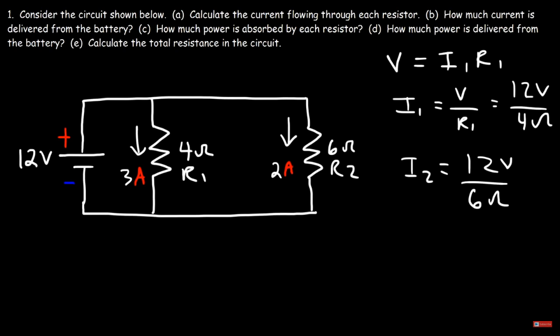Now how much current is delivered by the battery? Keep in mind there's 2 amps of current flowing in this section of the wire.